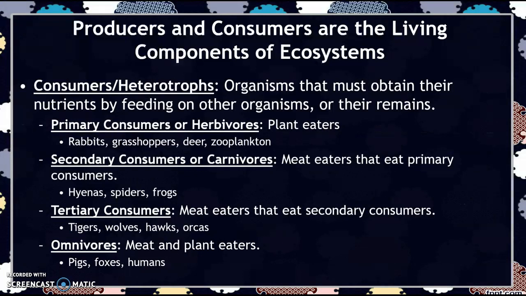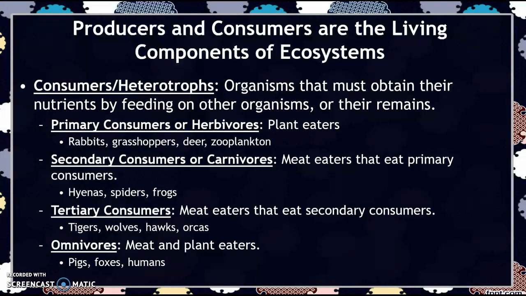Then we have our consumers. Consumers are also called heterotrophs. Heterotrophs are organisms that must obtain their nutrients by feeding on other organisms or their remains. So our primary consumers are herbivores. Those are plant eaters: rabbits, grasshoppers, deer, or zooplankton. Our secondary consumers are carnivores. They are meat eaters that eat primary consumers, so things like hyenas, spiders, and frogs.